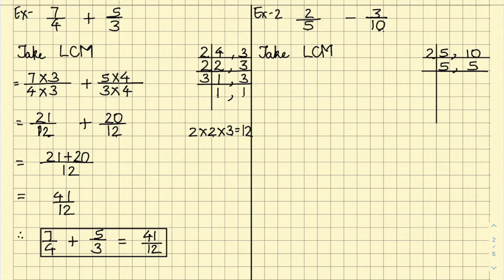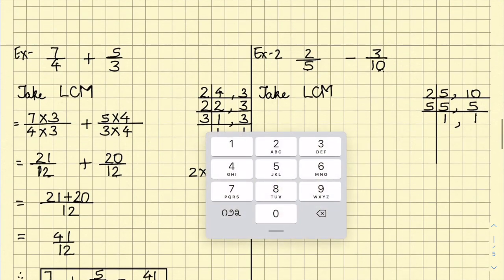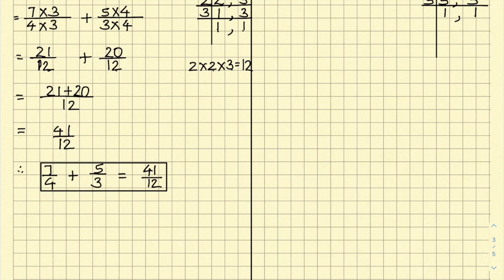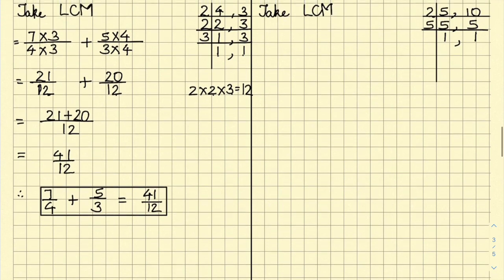Now 5 will never go in the table of 2 nor in the table of 3, so the next prime number is 5. 5 ones are 5 and 5 ones are 5. So what you get is the LCM. The LCM is 2 multiplied by 5, which is equal to 10.